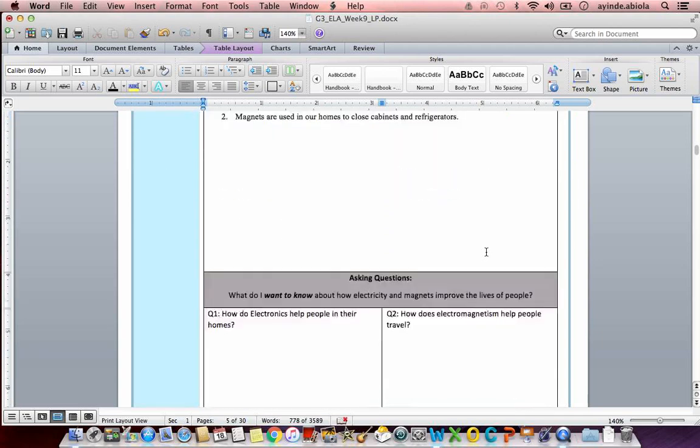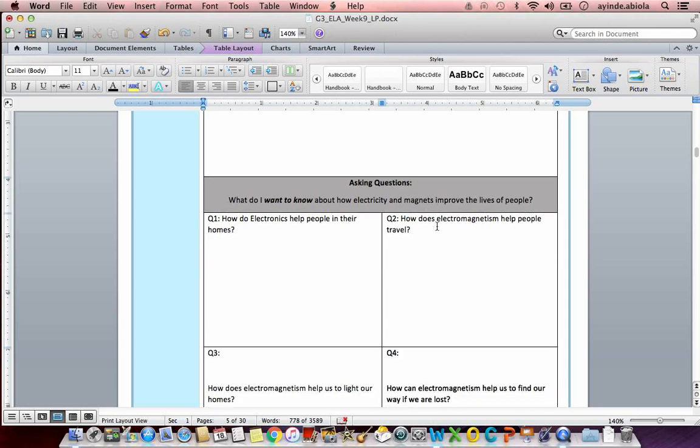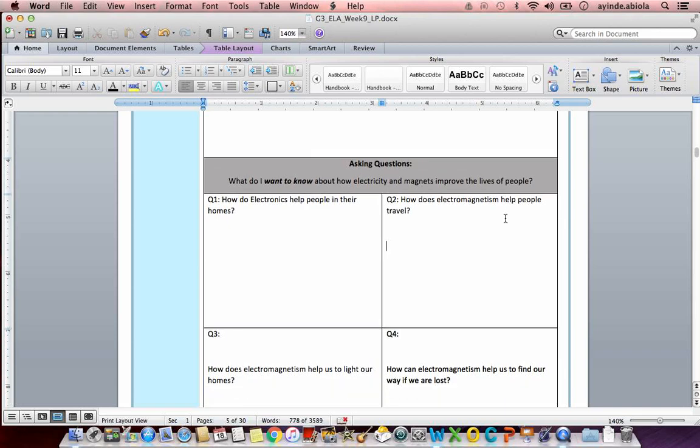Okay, guys, I hope you had lots of examples. Let's look at the next portion of our task for today. It is asking questions like we discussed. So it says, what do I want to know about how electricity and magnets improve the lives of people? I've given you some examples, like I usually do, but I always want to encourage you to ask your own questions as well. So feel free to use my examples if you like. Feel free to add more. Maybe you want to do more than four questions. That's perfectly okay. But either way, we got to have these four boxes filled, okay?